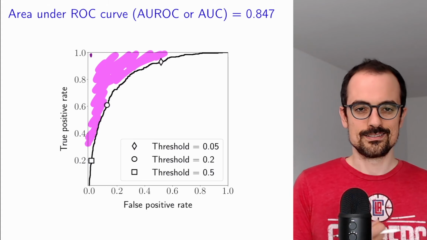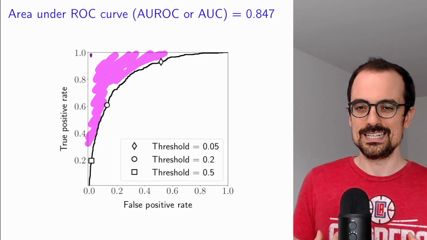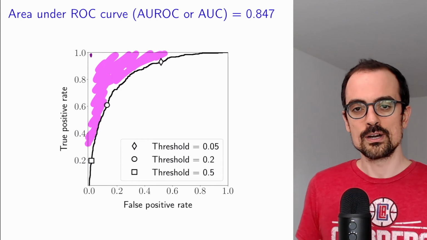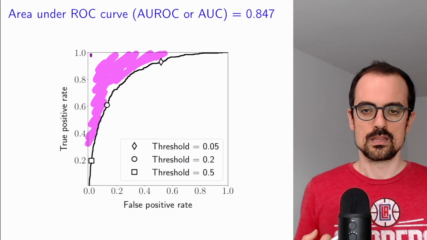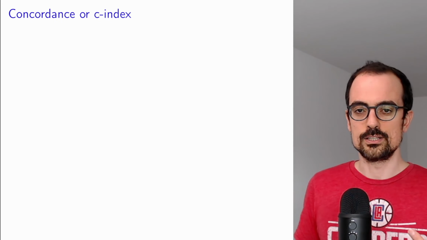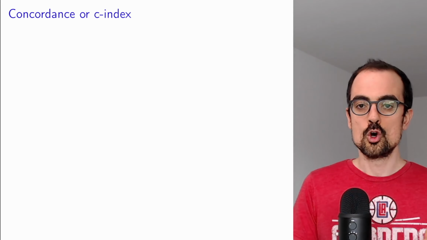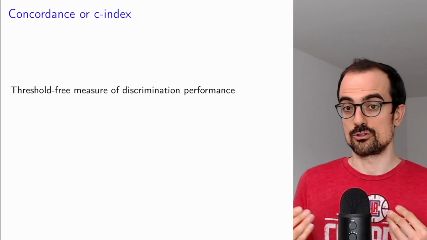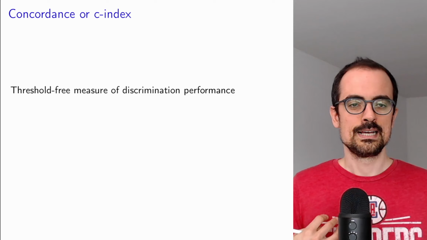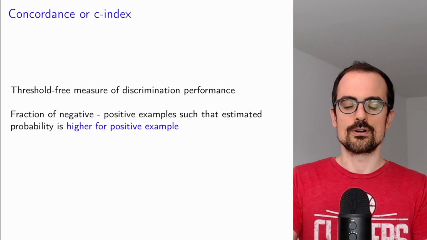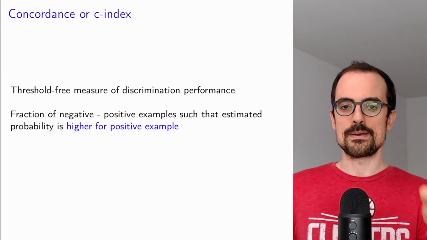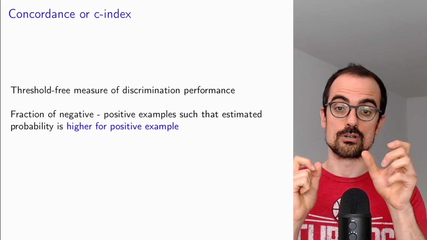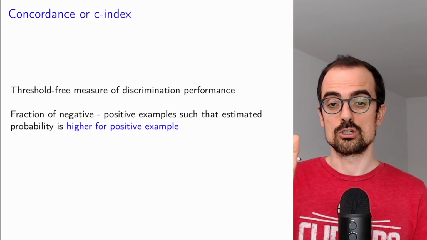Now, you might find this way of quantifying discriminative ability, as this area under the curve, a little bit strange, but it turns out that the AUC has a much more intuitive interpretation, which is how I usually think about AUC. In order to introduce that, I have to tell you what the concordance or C index is. This is a threshold-free measure of discrimination performance, which is exactly what we wanted. And it's as follows. Imagine that you take your examples and you pick pairs of negative examples and positive examples. And then you check the probability estimate corresponding to the negative example and the probability estimate corresponding to the positive example.